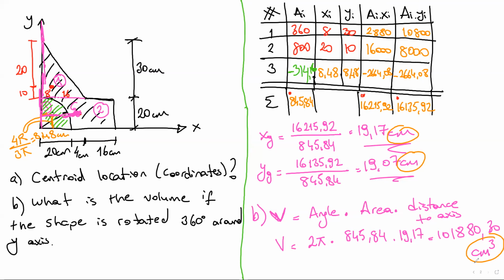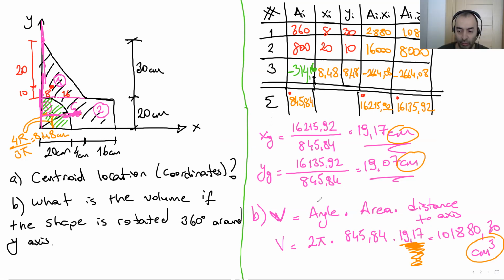Aren't we supposed to take the distance to axis as 20 for the B part instead of 19.17? 19 point, where is it? 19.17. Here, can you repeat it again? Yes, I didn't understand why we took the distance as 19.17 instead of 20. This one. Yes. Okay.